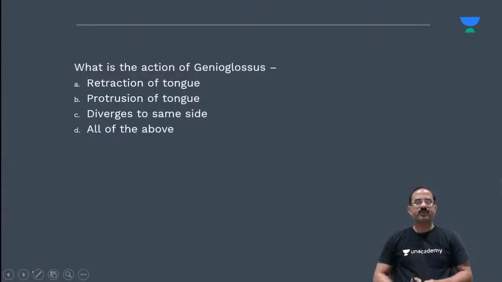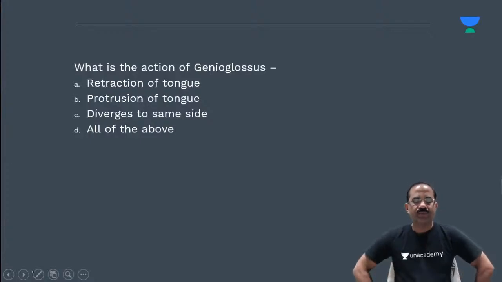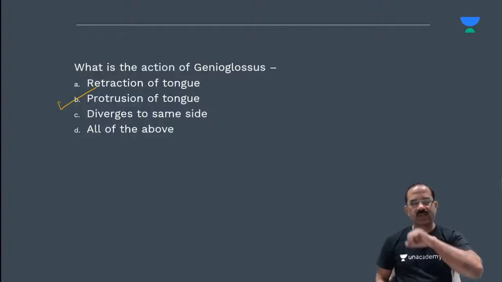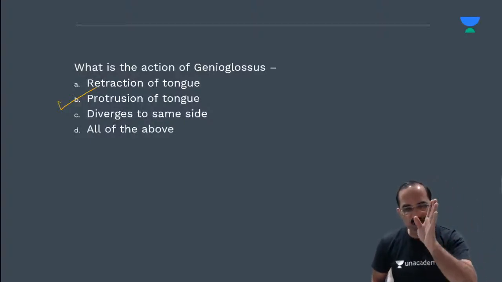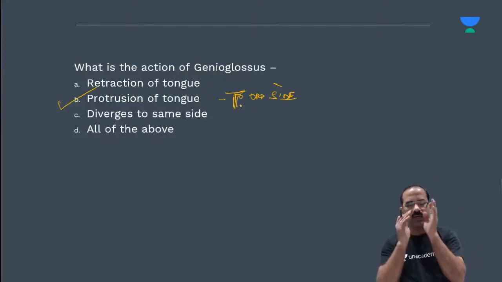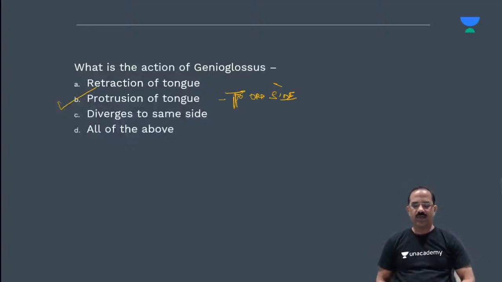Answer this MCQ. What is the action of genioglossus? Protrusion of the tongue. Remember students, the genioglossus protrudes the tongue to the opposite side. The right genioglossus protrudes the tongue to the left side, and the left genioglossus protrudes the tongue to the right side.